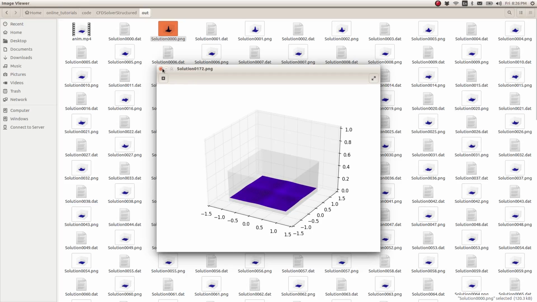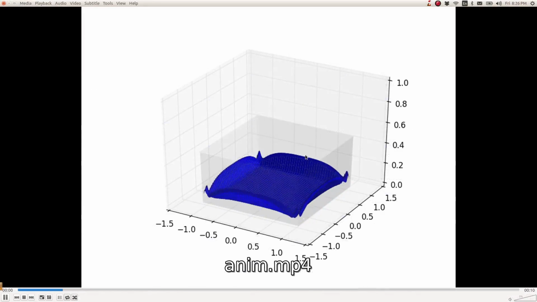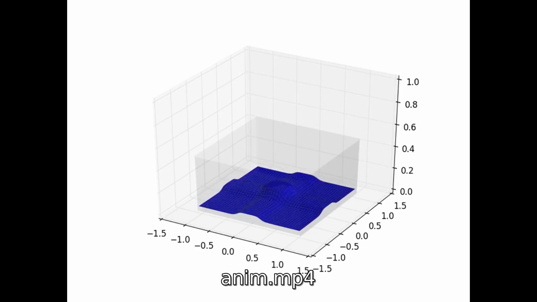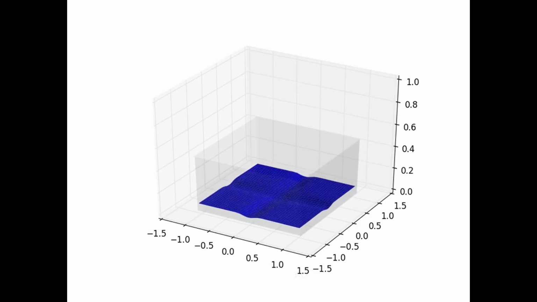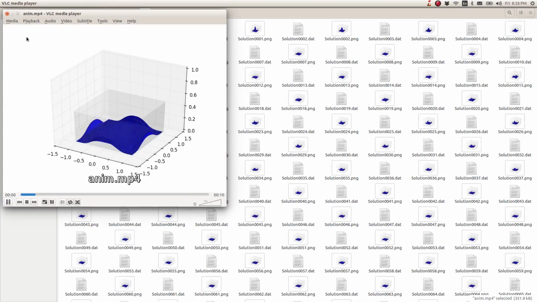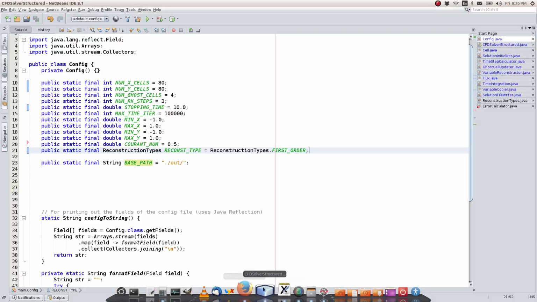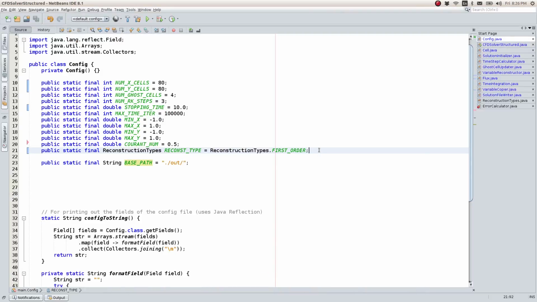Okay, and I have created this small animation using the pictures generated by the plotting program, and this is what we have. Okay, so that is what we have for now.